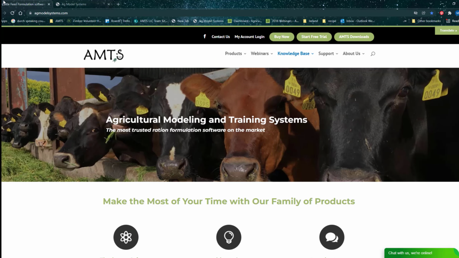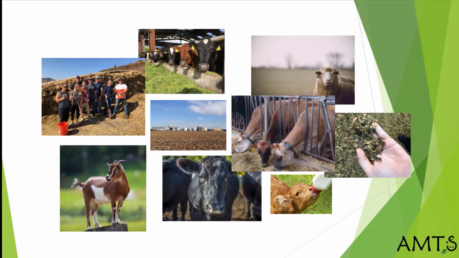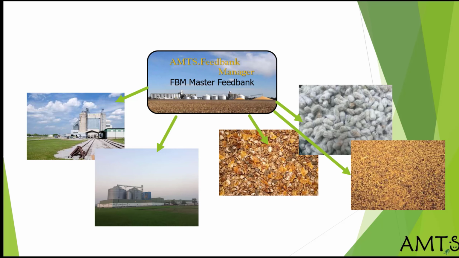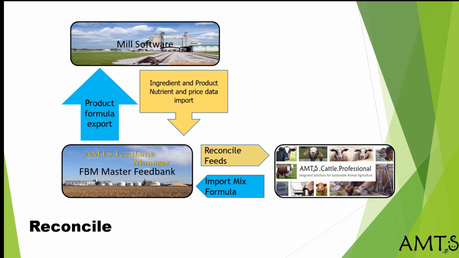AMTS software is used to formulate diets for cattle and small ruminants. An essential component of formulating good diets is having accurate feed nutrient specifications and prices. This data normally is provided by feed mills and resides in mill management programs. AMTS.Feedbank, also known as FBM, moves data between mill software and our formulation software.